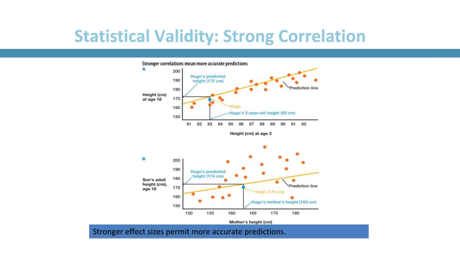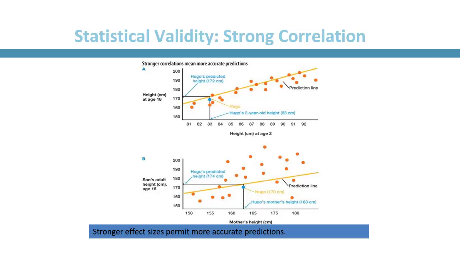This slide goes into a little more detail about what I was talking about in the last slide, as far as strong correlations go, or the size of the effect. Again, we have two scatter plots, A on top, B on bottom. Starting with A, on our x-axis we have height at age 2, and on the y-axis the height at age 18. You can see there's a positive relationship. The taller you are at 2, the taller you'll be at age 18. Sorry, it looks a little small on my screen.